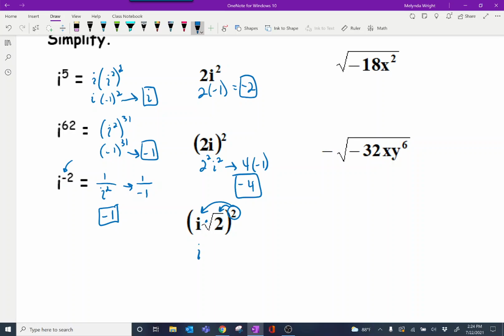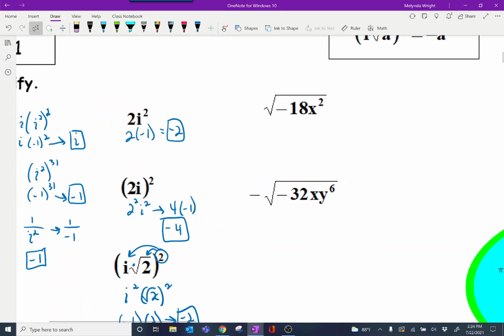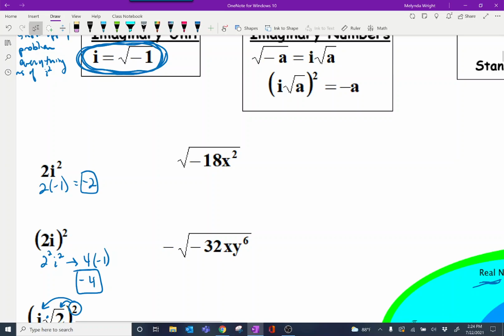So this would be i squared times the square root of 2 squared. Okay, so i squared is -1, and the square root of 2 squared is 2, so that would give us a -2. Okay, great. A couple more problems before we move on to the next page.